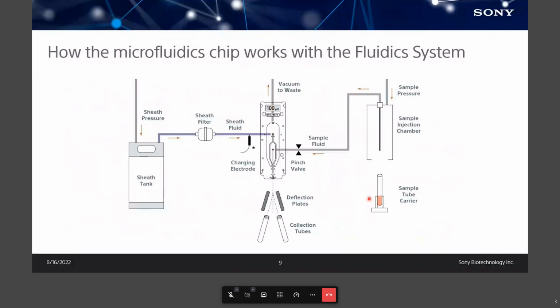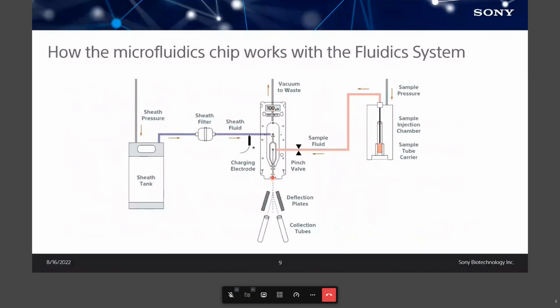Then you have your sample that is loaded into the sample chamber. This entire chamber is pressurized, which forces your sample up through the sample line, through a little pinch valve into the chip here. And then as these fluids flow down out of the chip, you have your nozzle at the very bottom, like we discussed.